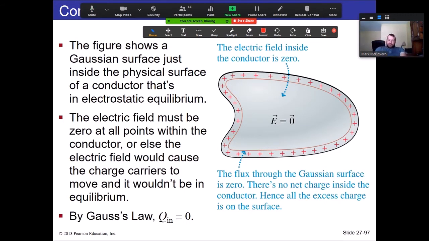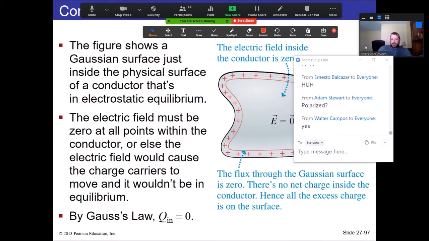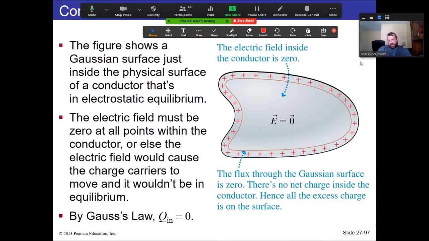Okay, so now, the electric field inside of a conductor is 0, right? Are you going to remember that? Sort of. Here's the thing. There's a lot of ways that looks. No, Walter, don't say yes. The answer is probably maybe. That's the answer. Not yes.